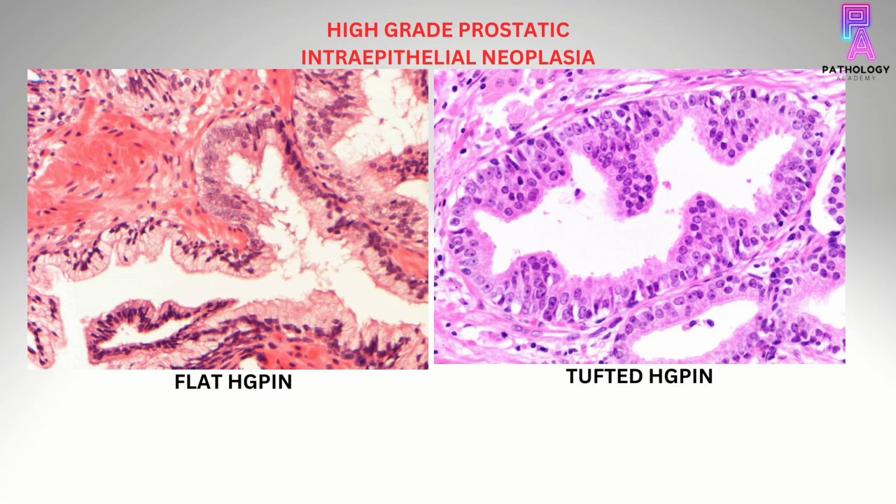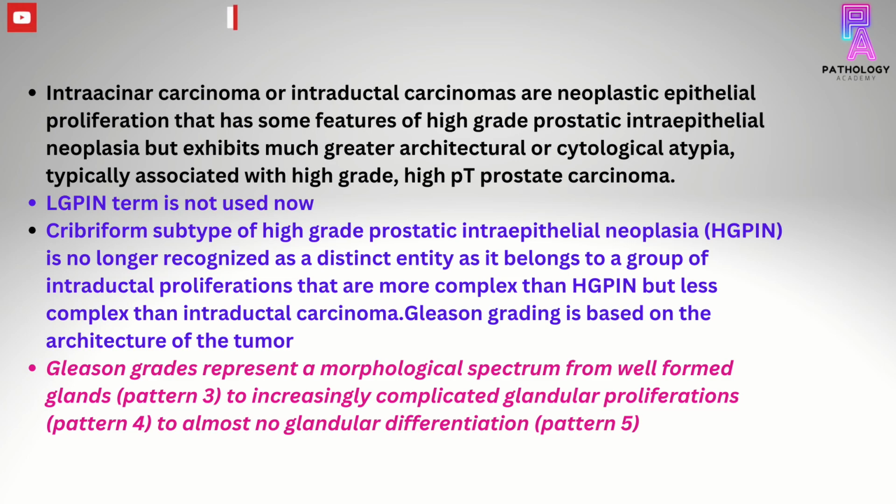Here I have shown images of flat high-grade prostatic intraepithelial neoplasia and tufted high-grade prostatic intraepithelial neoplasia. Talking about the term intra-acinar carcinoma or intraductal carcinomas, these are neoplastic epithelial proliferation that has some features of high-grade prostatic intraepithelial neoplasia but exhibit much greater architectural or cytological atypia typically associated with high-grade prostatic carcinoma.